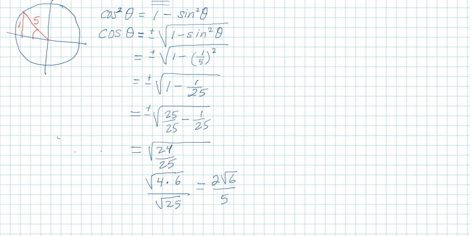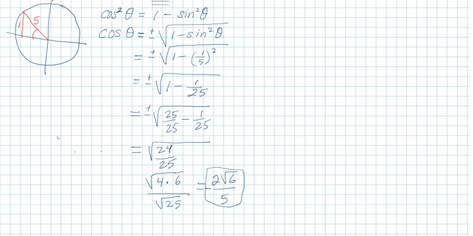So that's the cosine. Now the angle is in the second quadrant, so anything in the second or third quadrant, x is going to be negative. So in this case, the cosine is negative 2 times square root of 6 over 5.